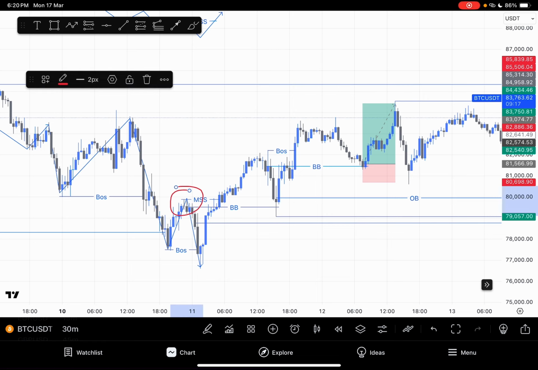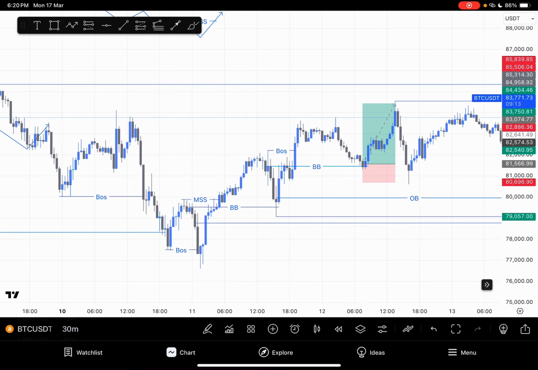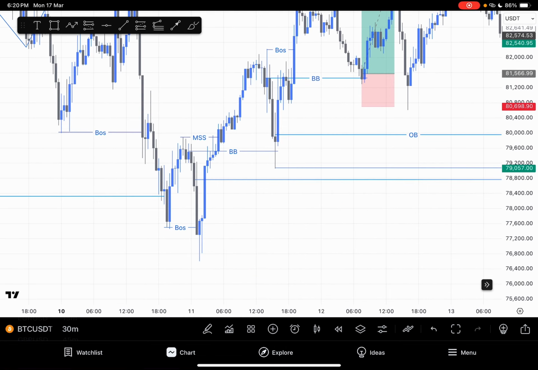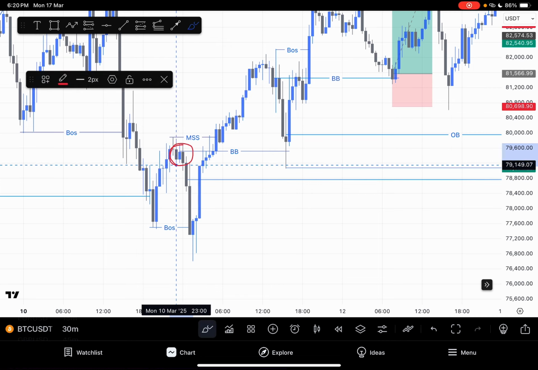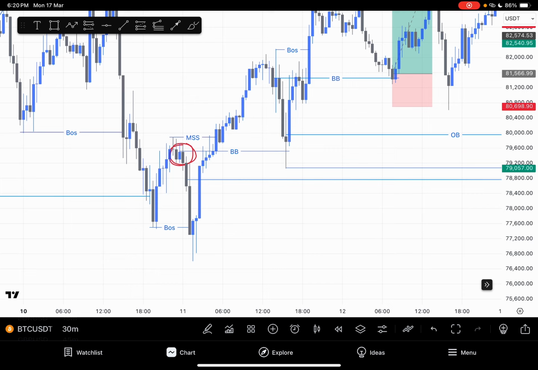So after the market structure shift, what should you do next? You look for a breaker block or you look for an order block. So now you can clearly see this was an order block here that got violated and it turned into a breaker block. So you can see I just used the body of the candle at the middle, then I drew it to the right side.